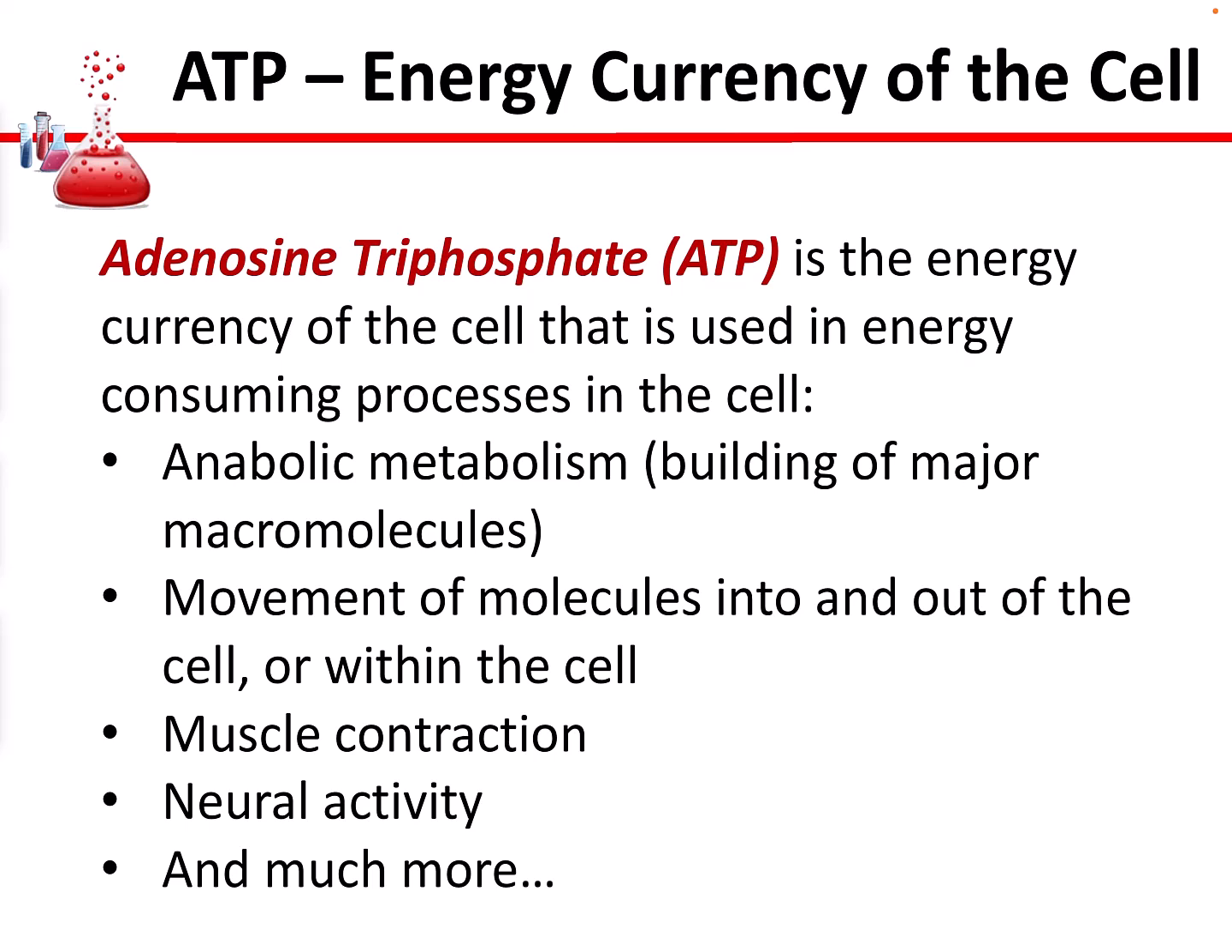ATP is the currency of the cell that is used to do processes such as anabolic metabolism, or the building of our major macromolecules that we focused on in the last chapter. So making proteins, lipids, carbohydrates, DNA and RNA. It can be used for the movement of molecules into and out of the cell, or even within the cell. It's used for muscle contraction and neural activity. We saw the sodium-potassium ATPase pump being critical for the action potentials created in neurons. And it's used for much more inside the cell.